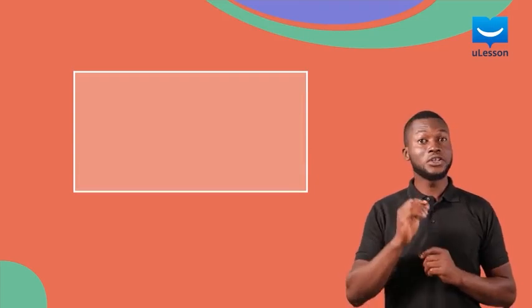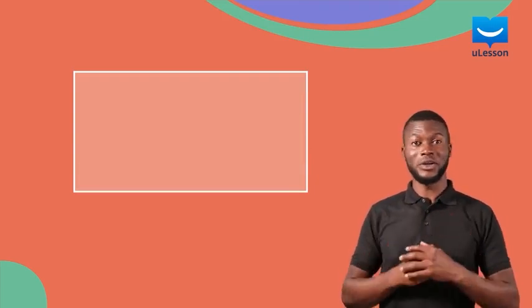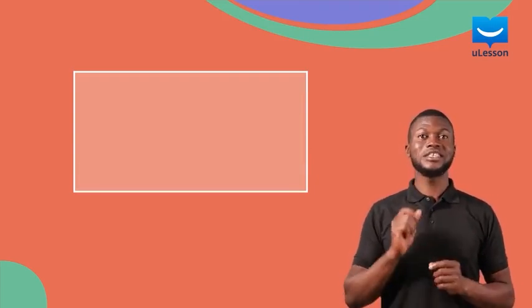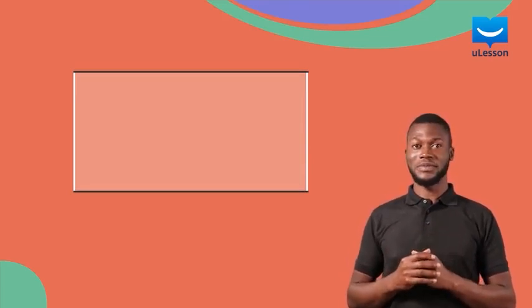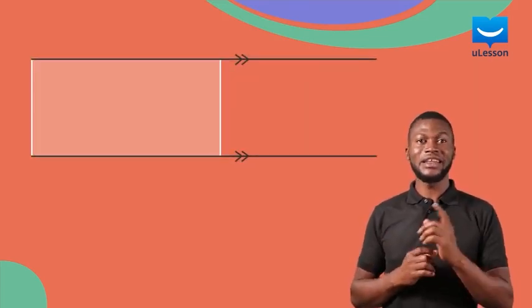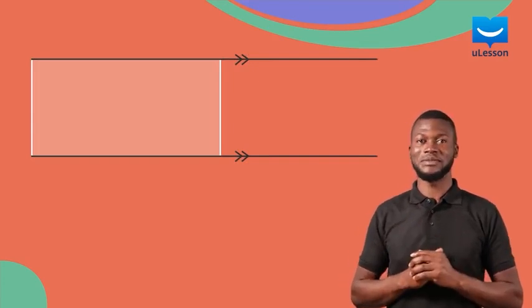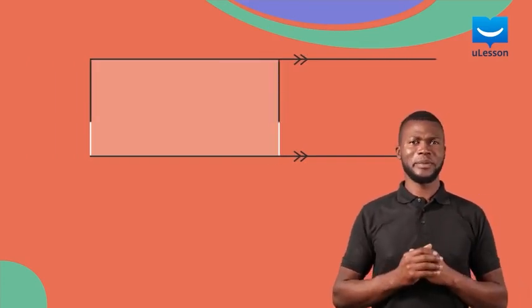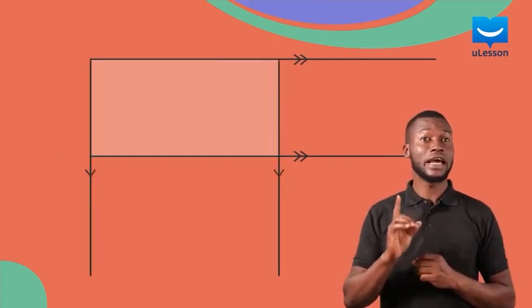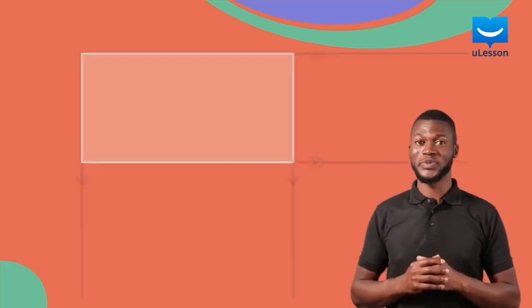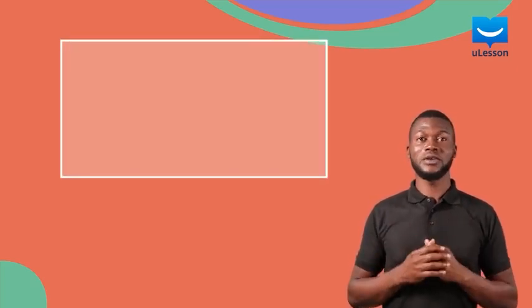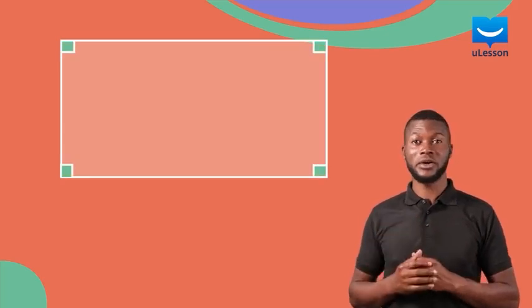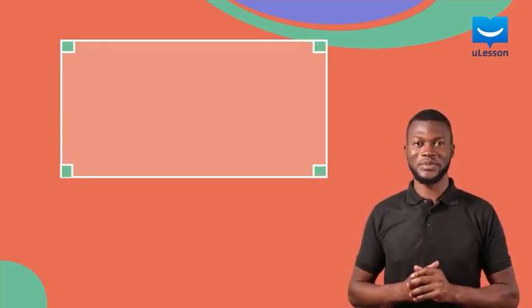Let's have a look at this rectangle. Does it qualify to be called a parallelogram? Is this pair of opposite sides parallel? Yes, of course. Keep extending them, and they still would not meet. What about the other pair? The lines can never meet too. The rectangle is a parallelogram. It is a parallelogram in which each interior angle is 90 degrees.